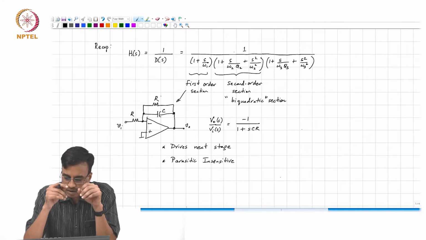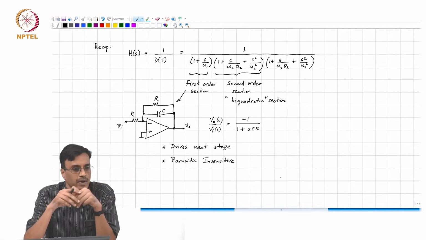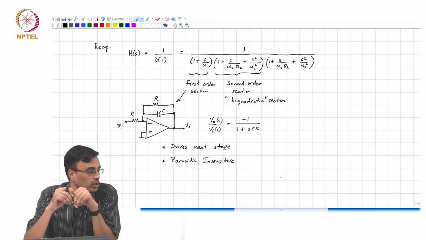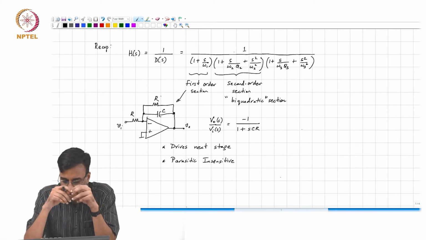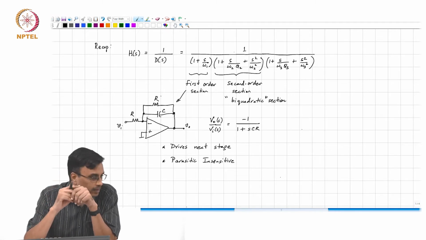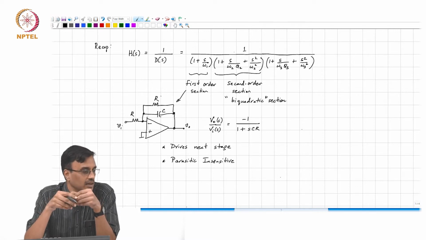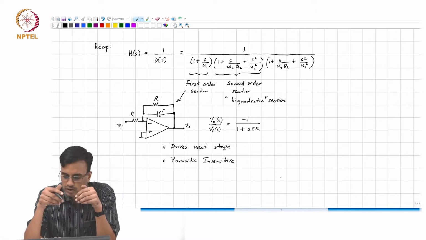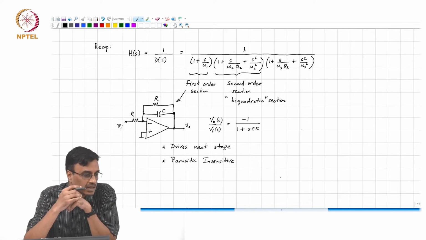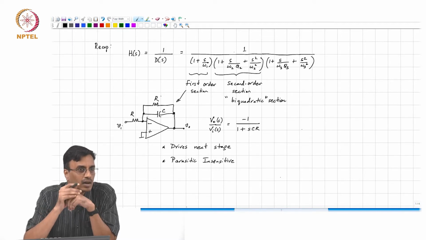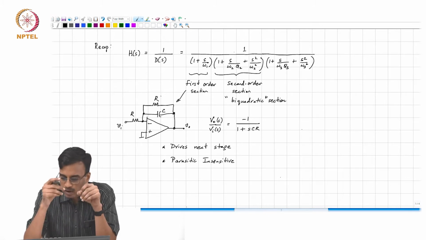As we were discussing yesterday, we use an op-amp with negative feedback around it to realize a first order low pass filter, and the op-amp serves two purposes. One is that it facilitates cascading of stages easily because the output impedance of the stage is 0. So it can drive any load, at least in principle, without its transfer function getting modified, right?